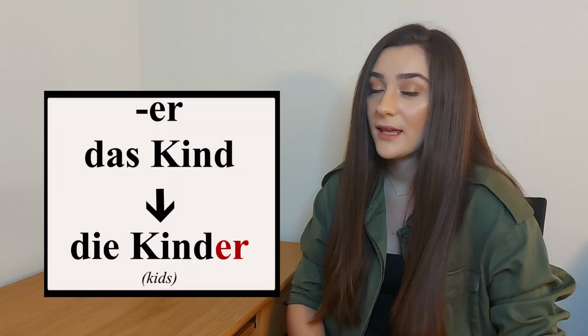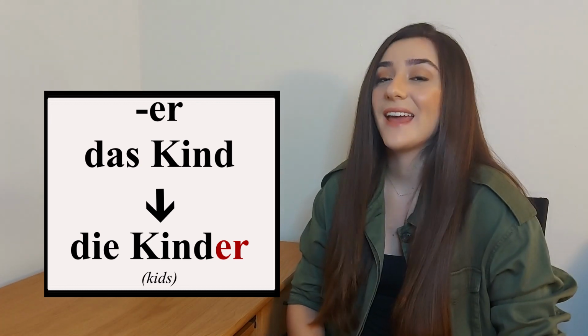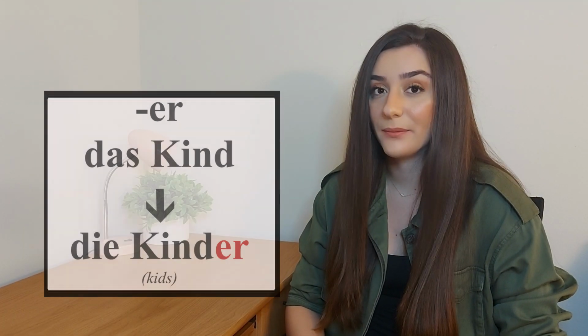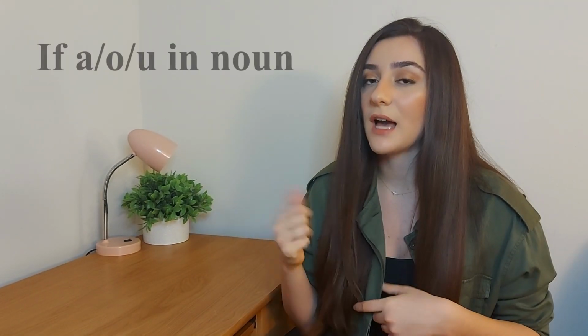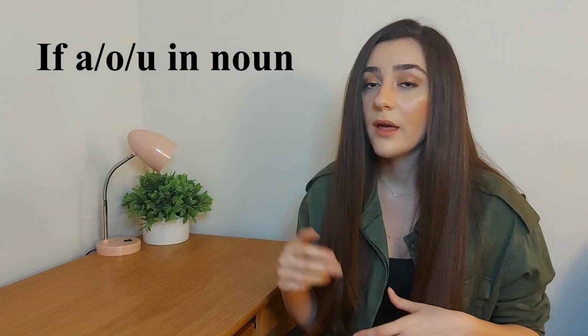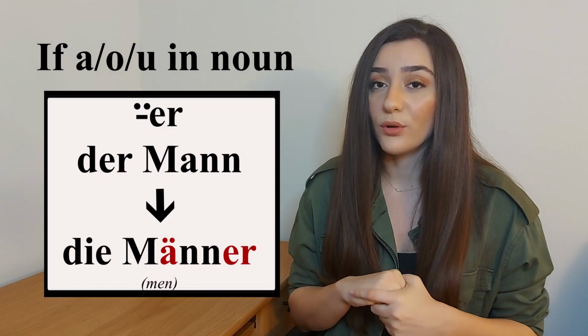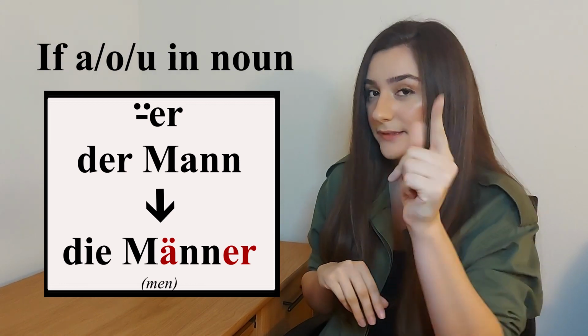Third rule, some masculine and neuter nouns with a single syllable in German get the ending er. For example, das Kind, die Kinder. Similar to the first and second rule, if you see any of the a, o, or u, then you might have to add umlaut. For example, der Mann and die Männer.